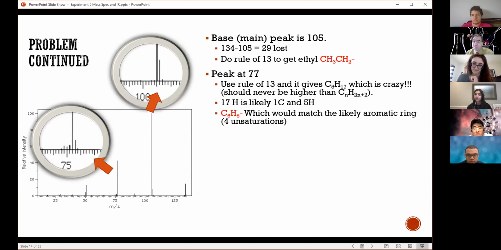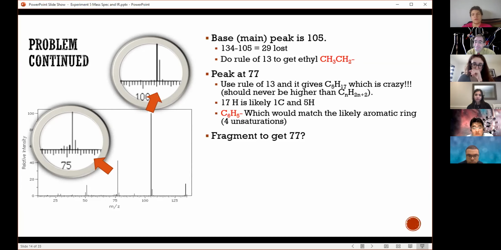Well, C6H5 might ring a bell for you, because C6H5 is just an aromatic ring. And an aromatic ring is a closed ring, so that's 1 unsaturation, and 3 double bonds. So that would account for 4 of my 5 unsaturations, right? That seems to make sense. And C6H5, a very common functional unit, would weigh 77. So I'm going to say that's probably it.